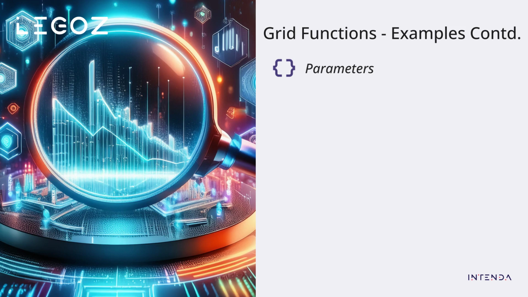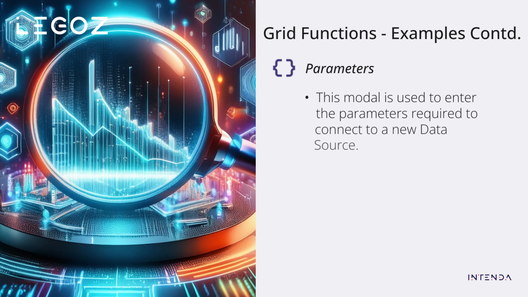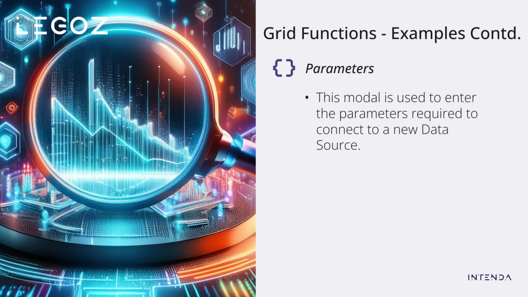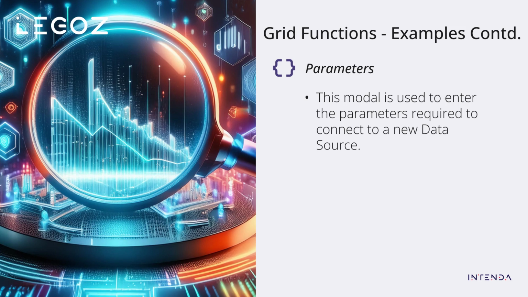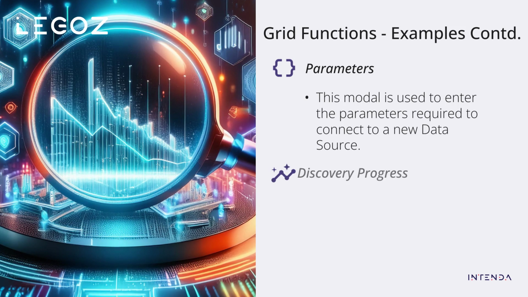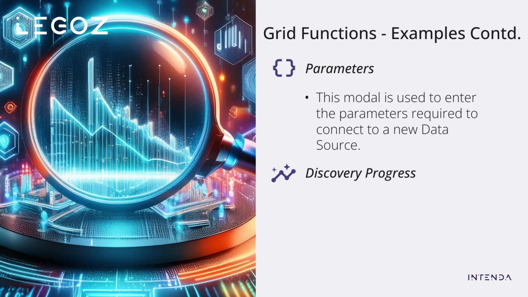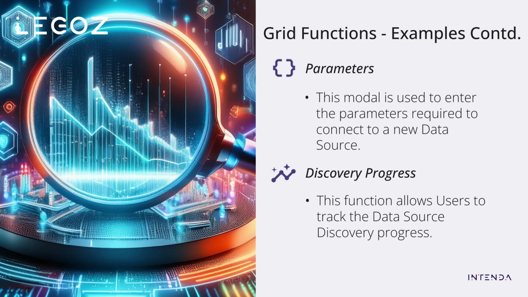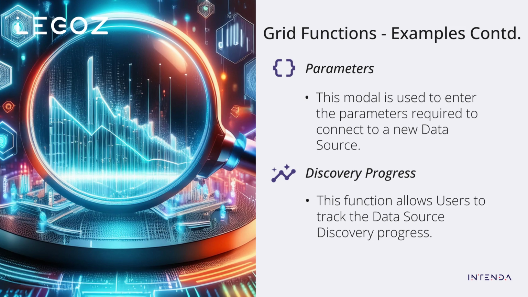To connect to a new data source, the data source parameters must be specified. Each data source might request a different set of parameters to establish its connection. The data source parameters can be defined by the user here. Once discovery is requested of a data source, the discovery progress can be monitored using this grid function. The user will be able to view a count of how many of the data source entities have been discovered, and whether any errors were encountered during the discovery process.